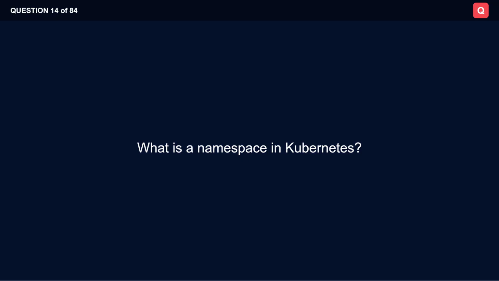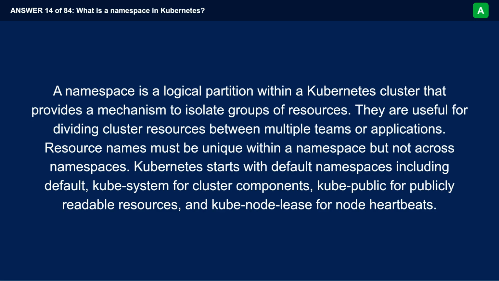What is a namespace in Kubernetes? A namespace is a logical partition within a Kubernetes cluster that provides a mechanism to isolate groups of resources. They are useful for dividing cluster resources between multiple teams or applications. Resource names must be unique within a namespace, but not across namespaces. Kubernetes starts with default namespaces including default, kube-system for cluster components, kube-public for publicly readable resources, and kube-node-lease for node heartbeats.